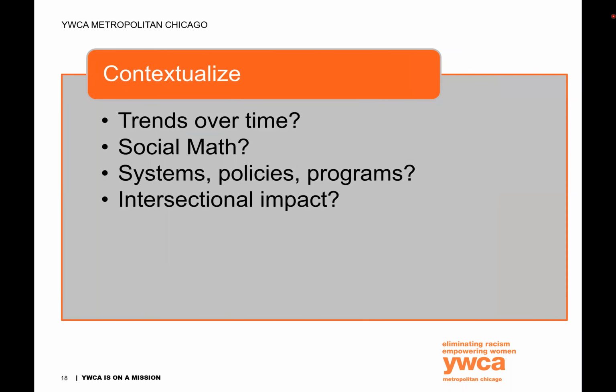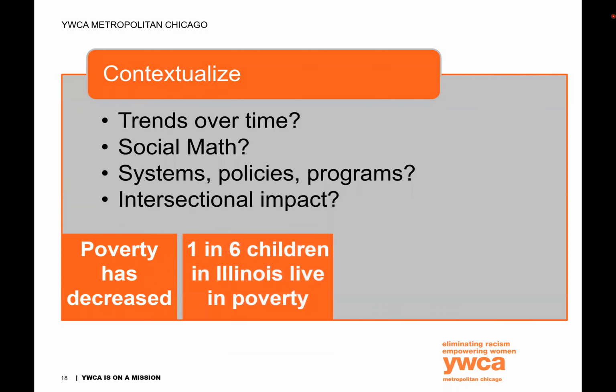Next, we need to contextualize the data. So when we review the data, is poverty changing over time? Is it increasing or decreasing? And consider social math. For example, why are about 1 in 6 children in Illinois living in poverty? This is also where we need to think about systems, policies, and programs that have been created or not created to reduce poverty over time.